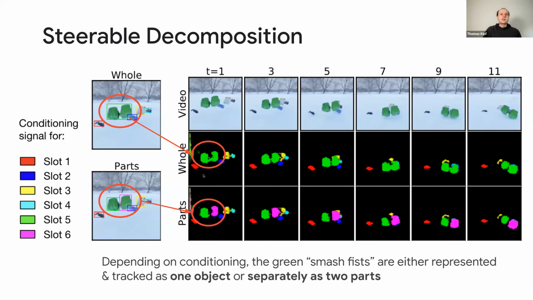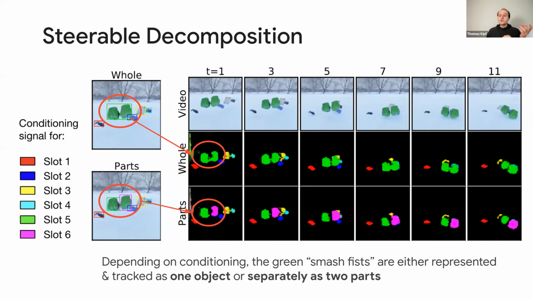For example, we can condition a model on a bounding box of this group of objects, like these two fists, and then the model learns to attend to and track those two objects together in one single slot. And this is also the kind of signal it saw at training time. It always only saw one conditioning signal for both of these hands. But at test time, we can also then just see what happens if we initialize the slots so that they should attend to each of those parts independently.